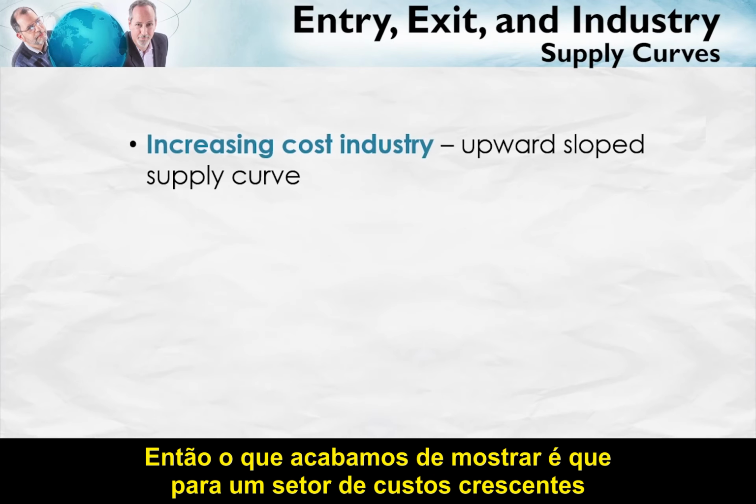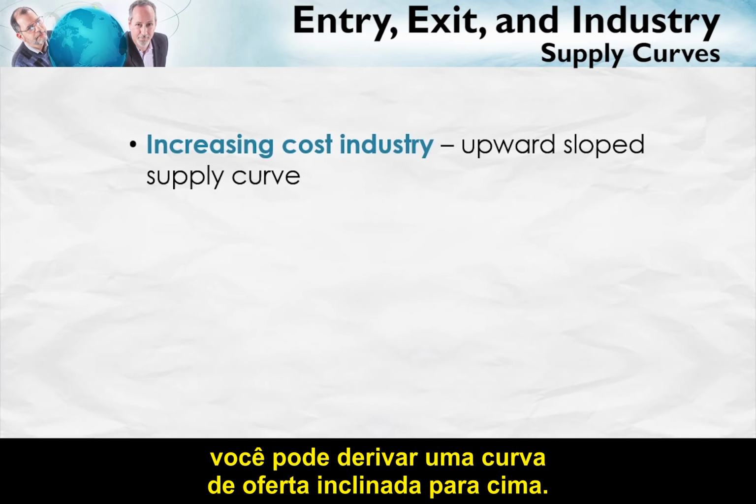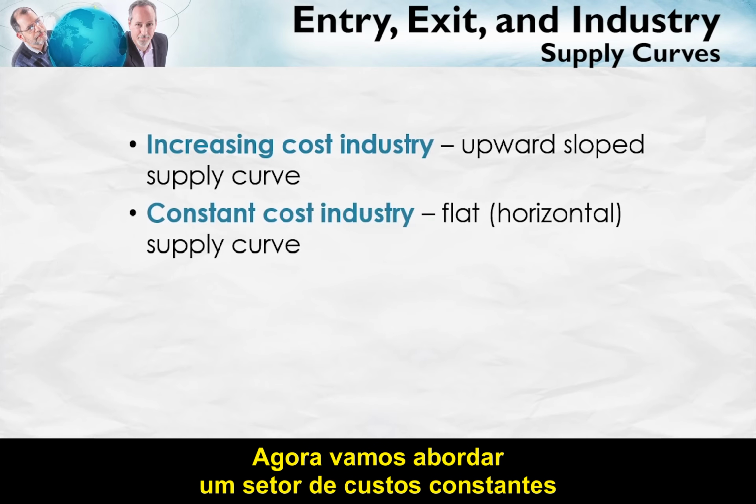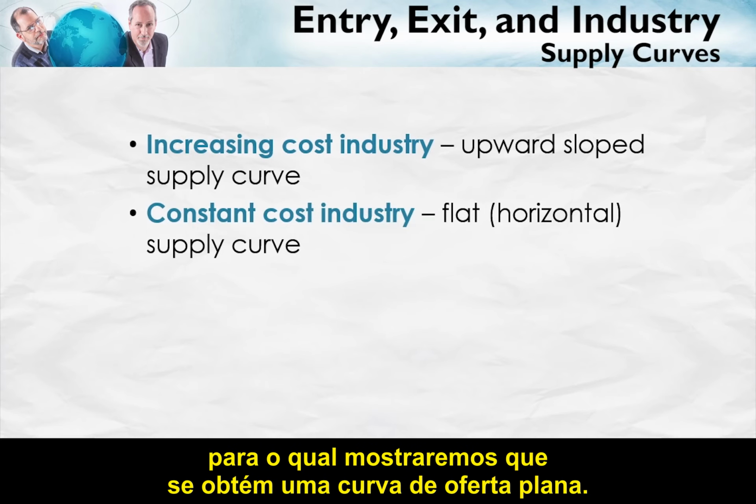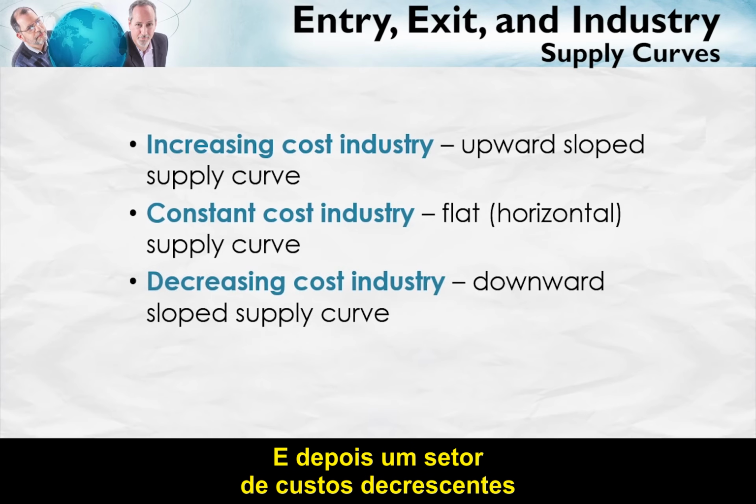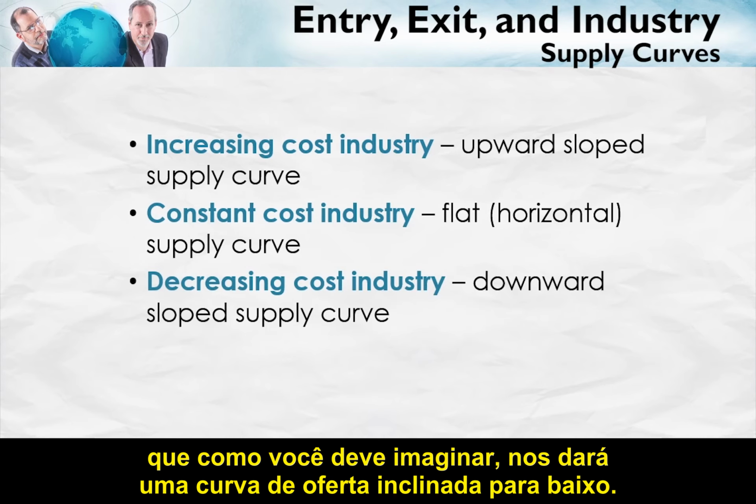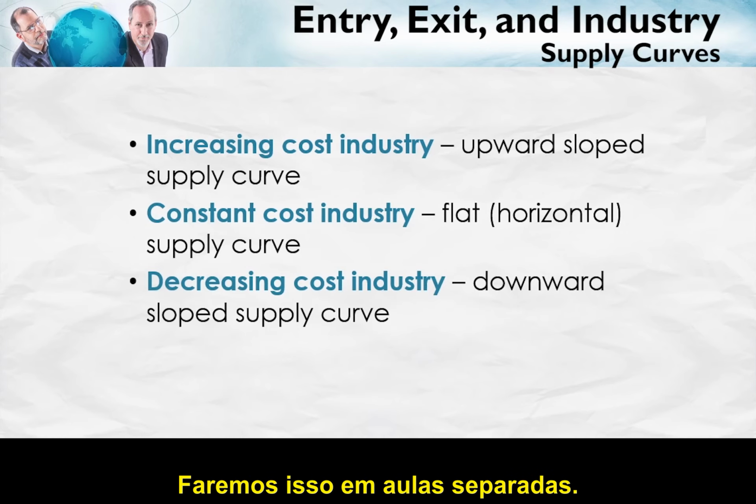So what we just showed is that for an increasing cost industry, you can derive an upward sloped supply curve. We're now going to do a constant cost industry, for which we'll show you actually get a flat supply curve, and then a decreasing cost industry, which, as you might expect, will give you a downward sloping supply curve. We'll do these in separate lectures.